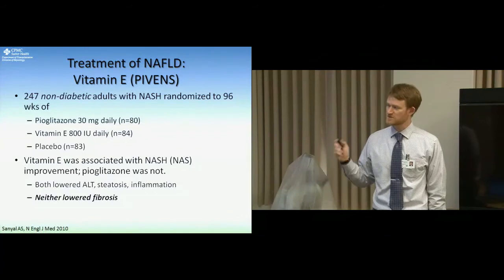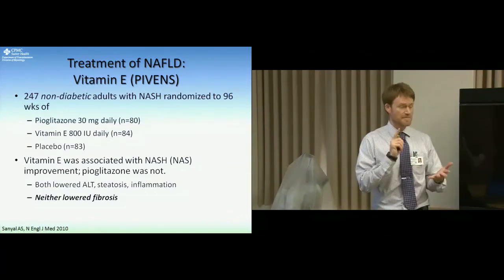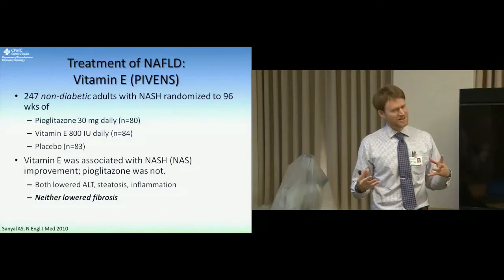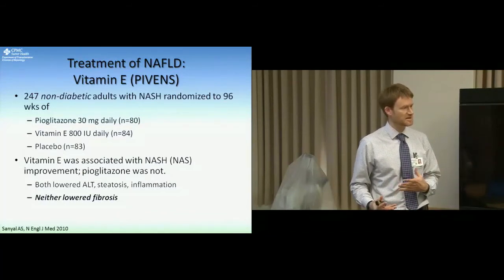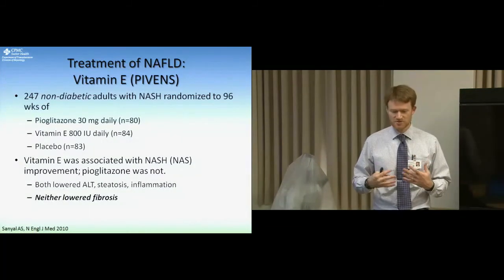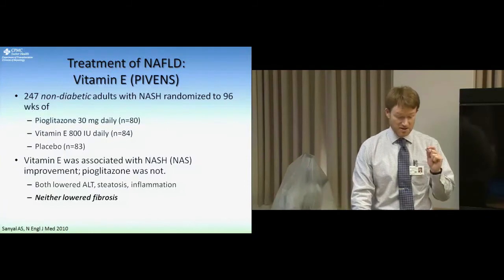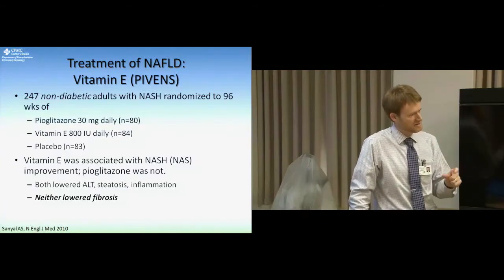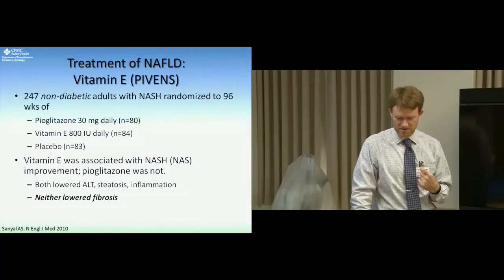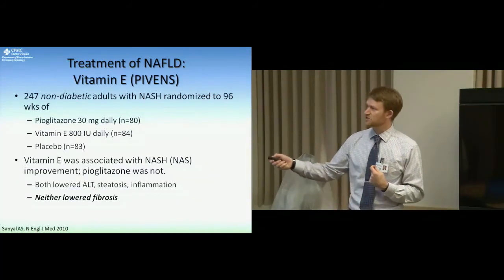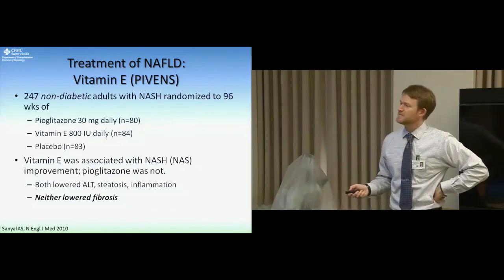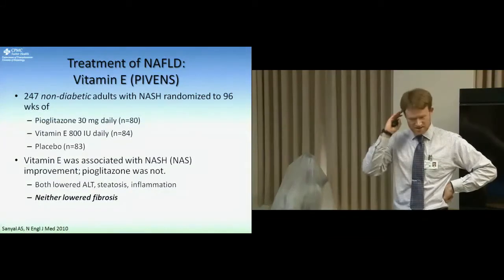Based on this, vitamin E was approved for the treatment of biopsy-proven, non-diabetic NASH. So you can see there's some restrictions on the utility of vitamin E. It's probably very helpful for some people, but there's been an association shown between cardiovascular outcomes and vitamin E. So do you want to be giving vitamin E to patients who are already at risk for cardiovascular events? They took sort of the safe route and said, no, we're not going to recommend that. And neither lowered fibrosis. So again, it's all about the fibrosis.